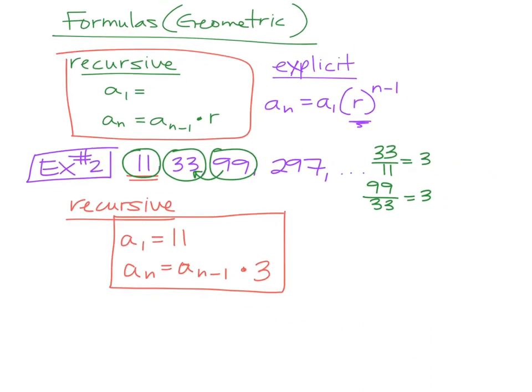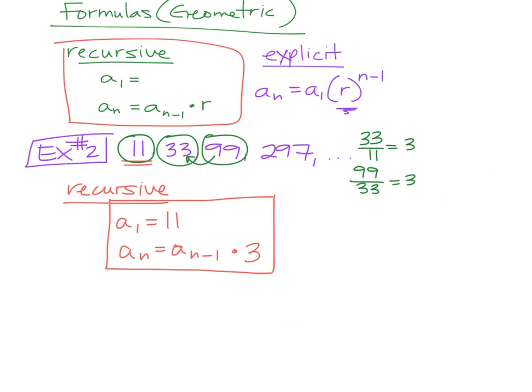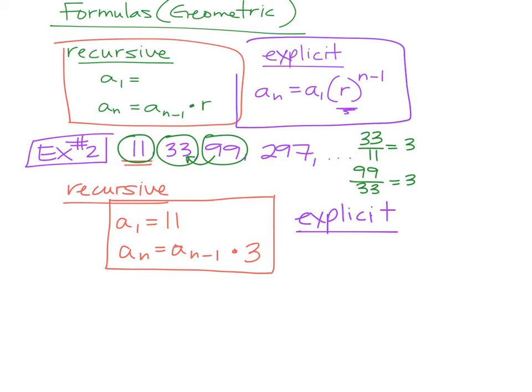Then we do explicit. So we're working right up here now. It's going to be a sub n equals, what goes here? 11 again, times, what's r? 3 to the n minus 1. So that would be your explicit formula.